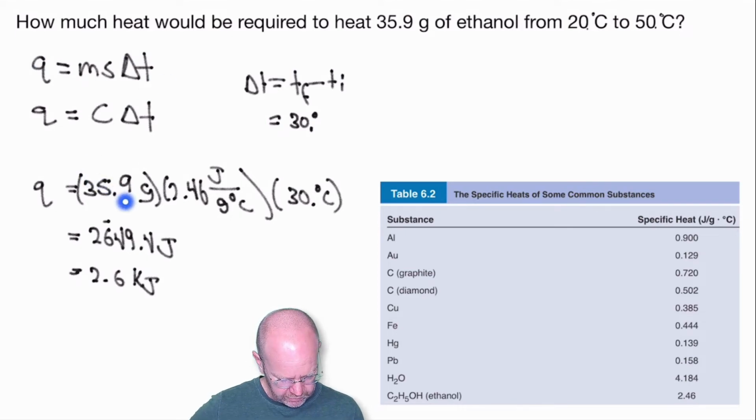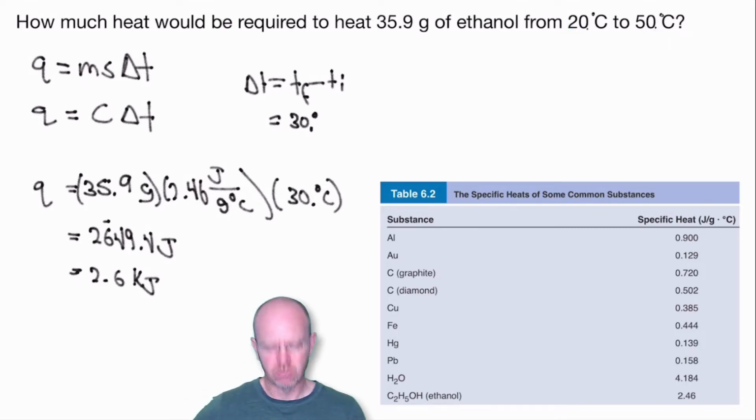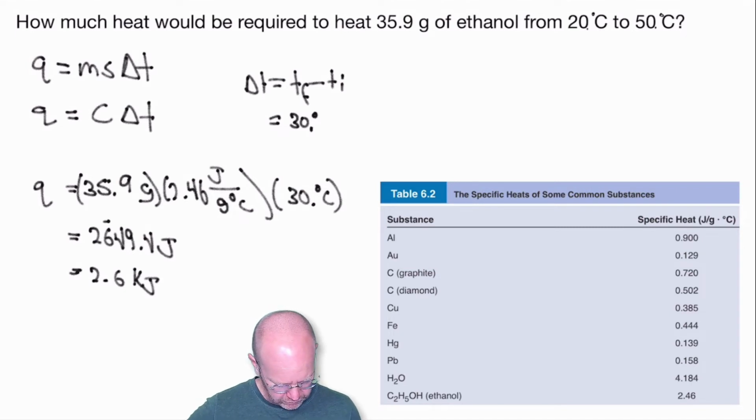So 35.9 grams of ethanol. Now I'm going to drop in the specific heat capacity, 2.46 joules per gram degree Celsius. And the final temperature is 50 degrees and the initial temperature was 20 degrees. So 50 minus 20 is 30. And it looks like we only have 2 sig figs on that number. So 30 degrees Celsius is delta T. And when we do the math, what we find is it's 2,649.4 joules. We only have 2 significant digits.